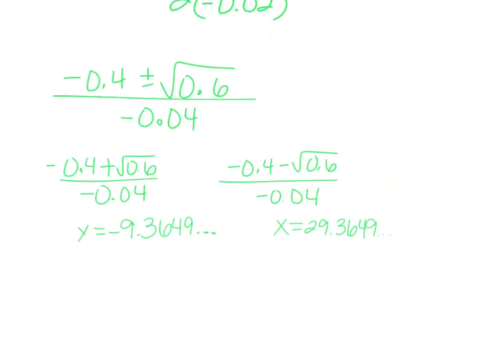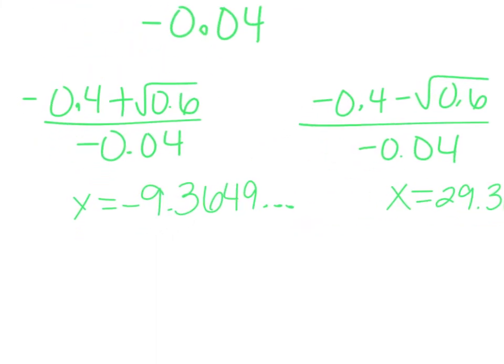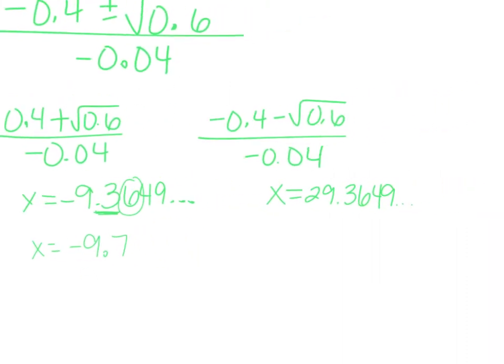Okay, so whenever I did the plus version, I got negative 9.3649... and then the other one I got 29.3649. Let's just go ahead, since it doesn't specify in the directions what they want us to round it to, let's round it to the nearest tenth, which is 1 decimal place. So this one is negative 9.7, because you're rounding to the 3, so you look up at the 6. Does a 6 cause the 3 to go up or stay the same? Causes it to go up.